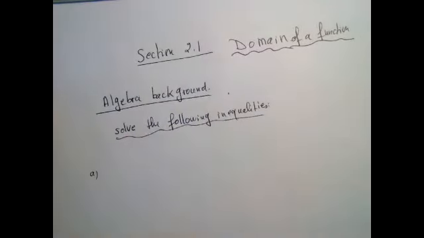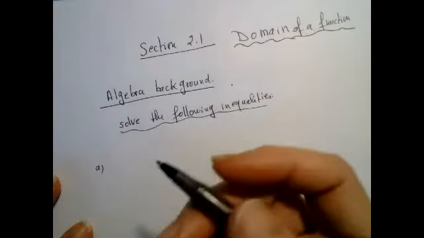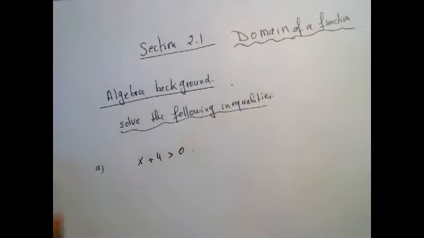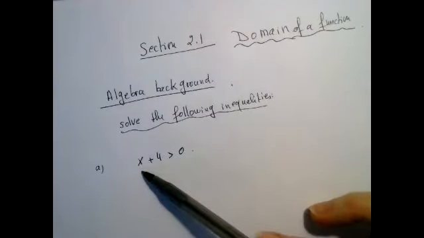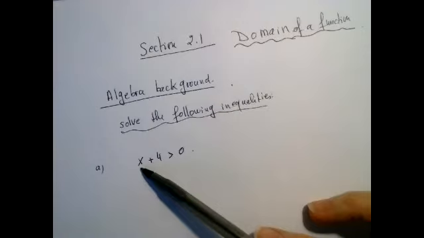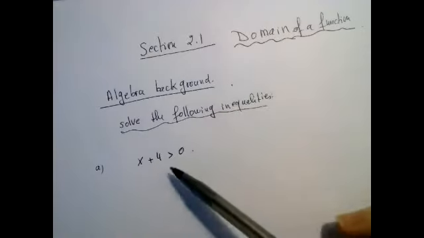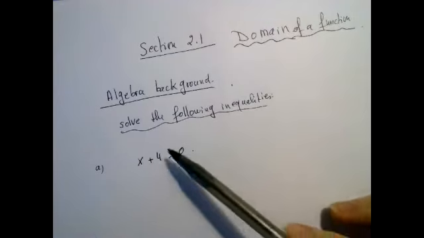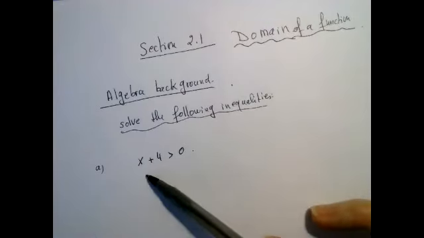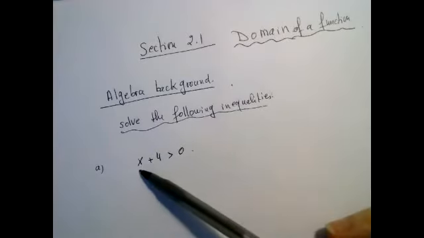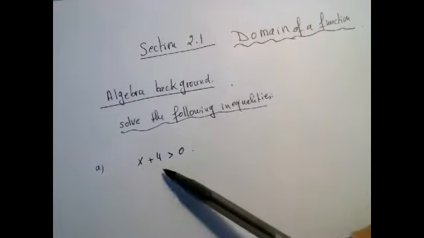Very basic stuff. Suppose I tell you to solve x plus 4 positive. Simple. What do I mean by that? It means I want you to give me all the values of x that make this expression positive. So solve this inequality means give me all the values of x that make x plus 4 positive. For example, x equal 5 will do it. x equal 0 will do it. x equal minus 1 will do it.